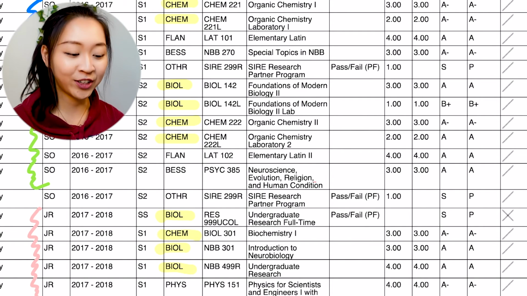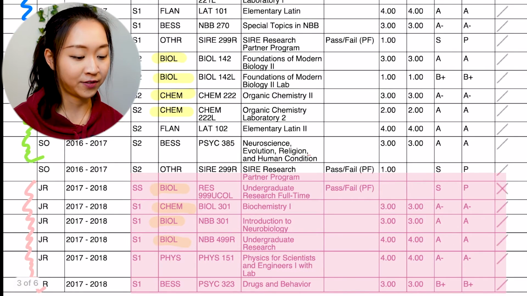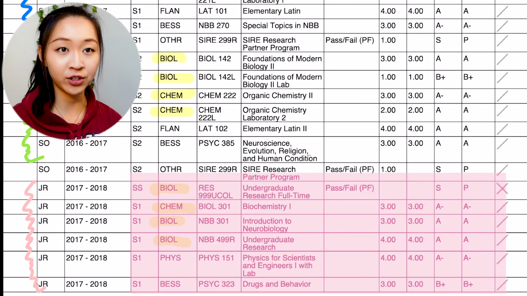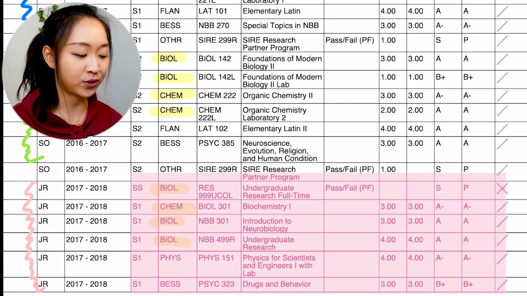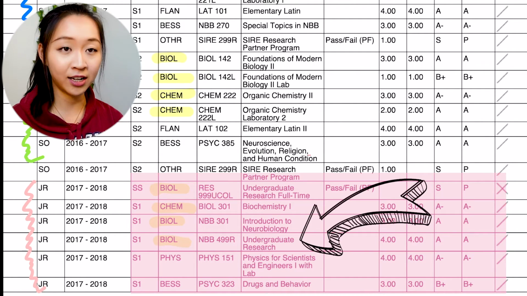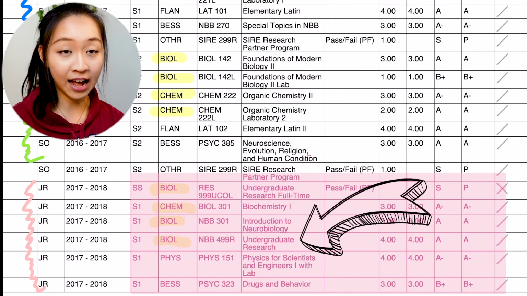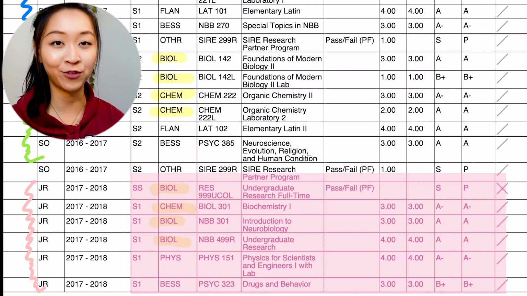Then moving on to junior year. Junior year was a year where I took all of the upper level biology classes, including biochemistry and Introduction to Neurobiology, which was required for my neuroscience major, and I continued to do research. What I want to mention here is that for research, as long as your research mentor signs off, it's almost a guaranteed A. That also counts towards your science GPA, so it's a great way to boost your science GPA if your university offers a course like that.